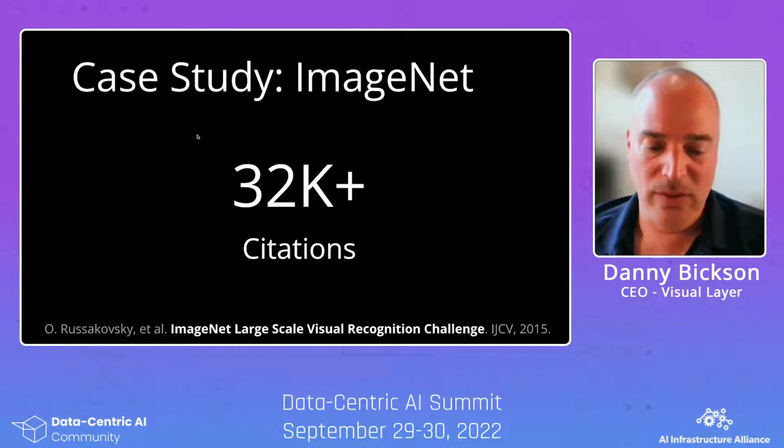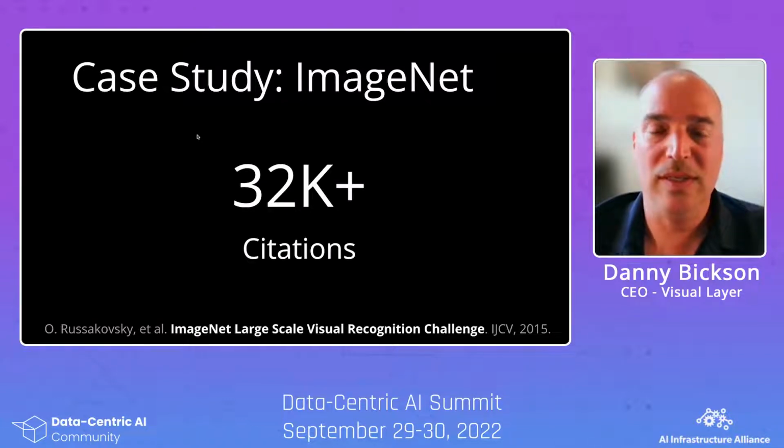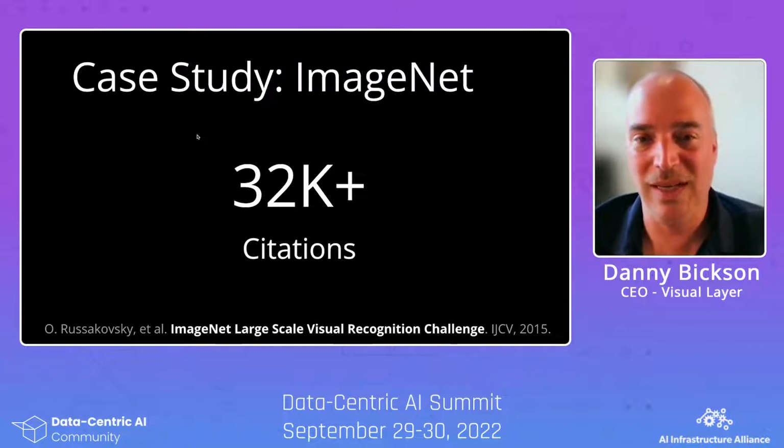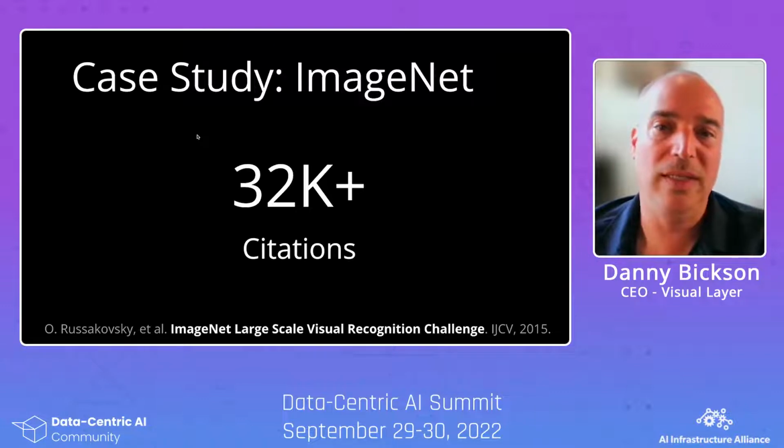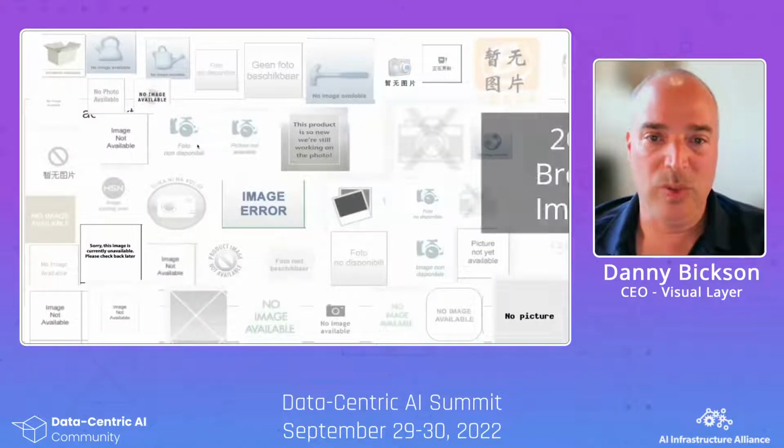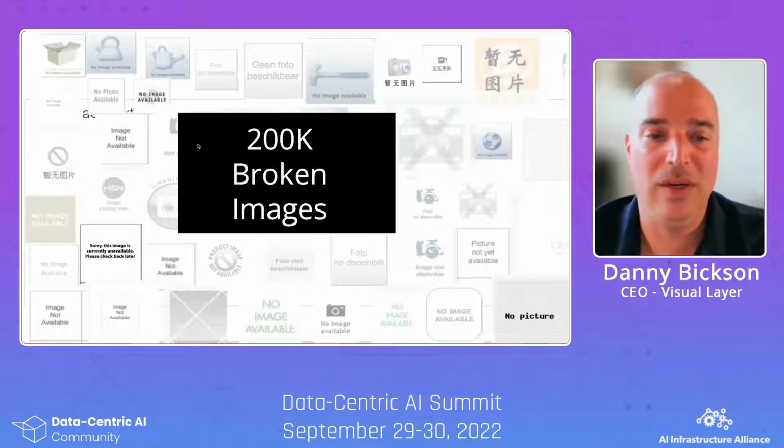So I would like to take a case study of a dataset that is pretty famous that we looked into in great detail, which is the ImageNet dataset. It's one of the most cited computer vision datasets with 32,000 citations. And what we looked at is the quality of the data there and what we can find when we dive into what's going on inside. So we were pretty surprised to find out that there are a lot of different issues with this data set.